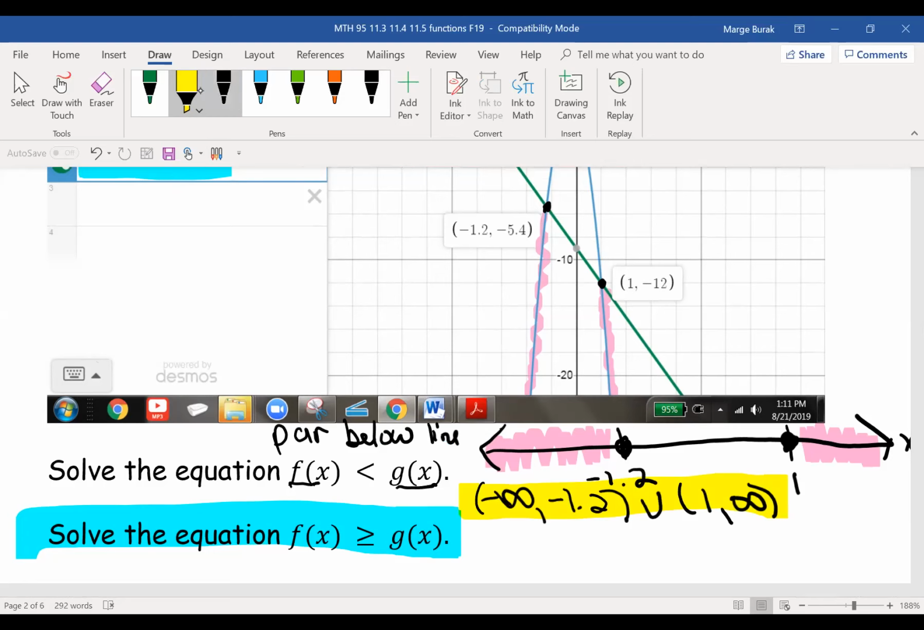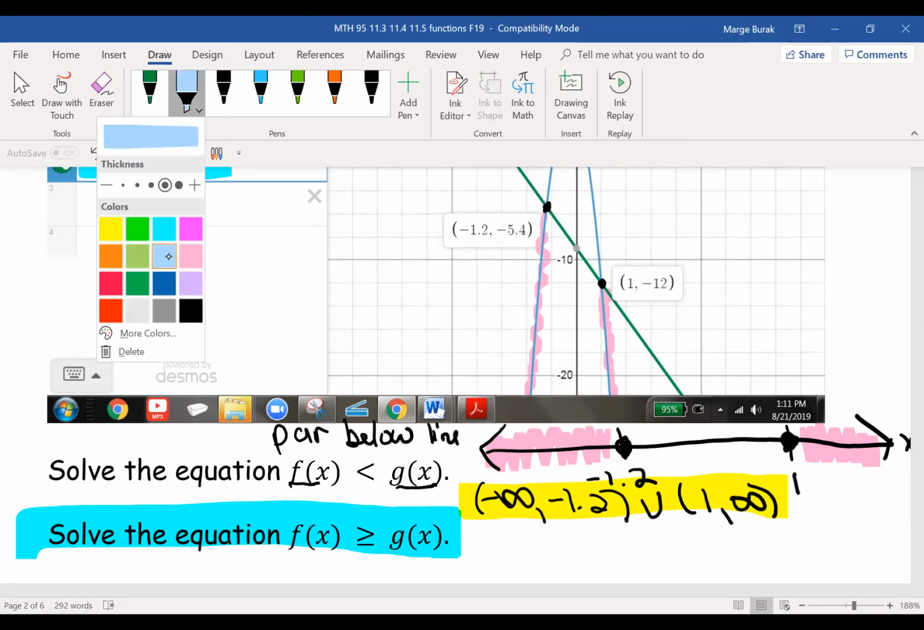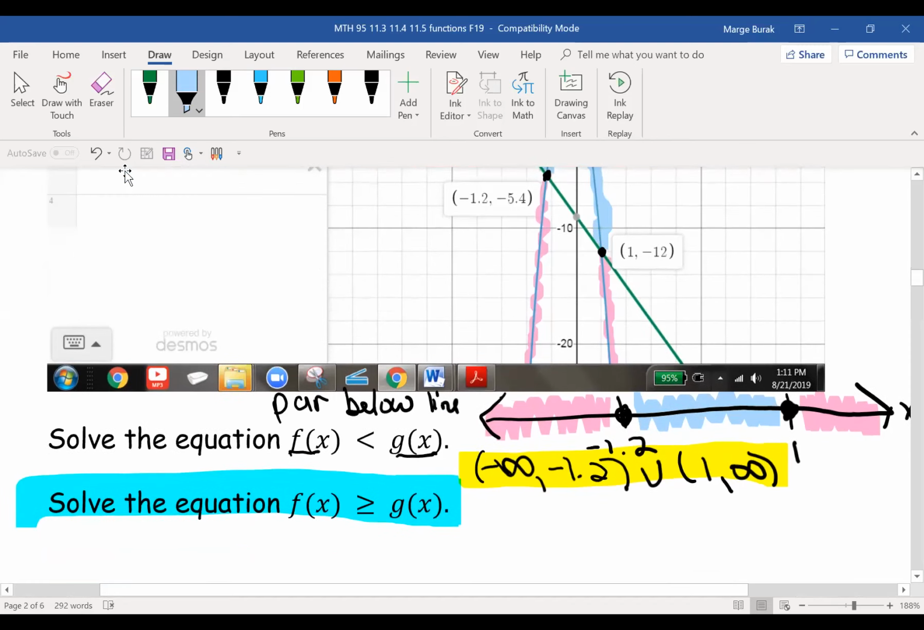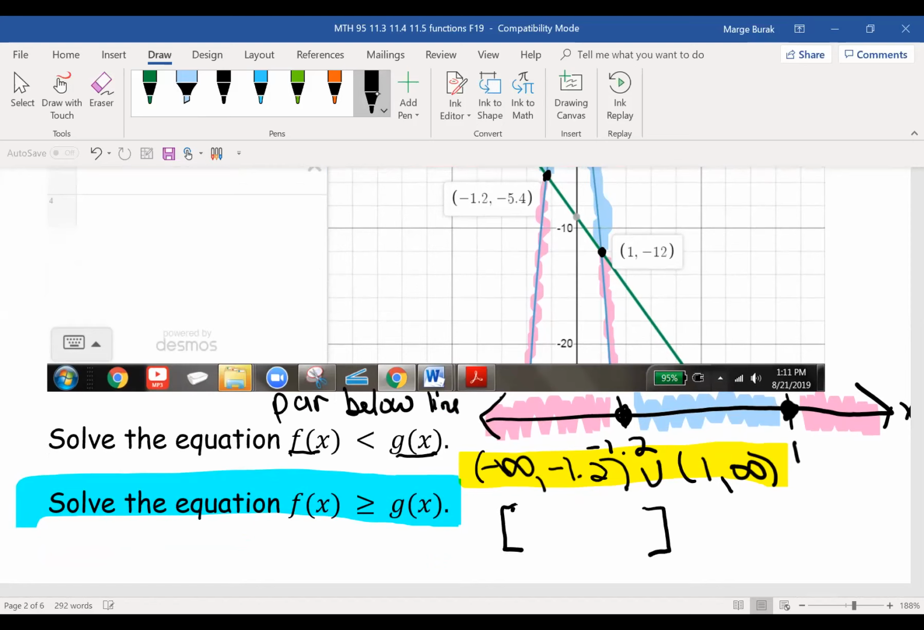And while we're on the subject, let's just take a peek. I'm going to do it in a different color. Let's do this light blue, small. Where is the parabola greater than or equal to? And that's going to be, let's go back to the graph, right here. This is where the parabola is above the line. And that's going to be right here on the x-axis, in between the 2 points where they intersect. And so I'm going to answer that with, well, it's greater than or equal to. So this one we want closed brackets for the equal to. And that's going to be between negative 1.2 and 1 using interval notation right here.